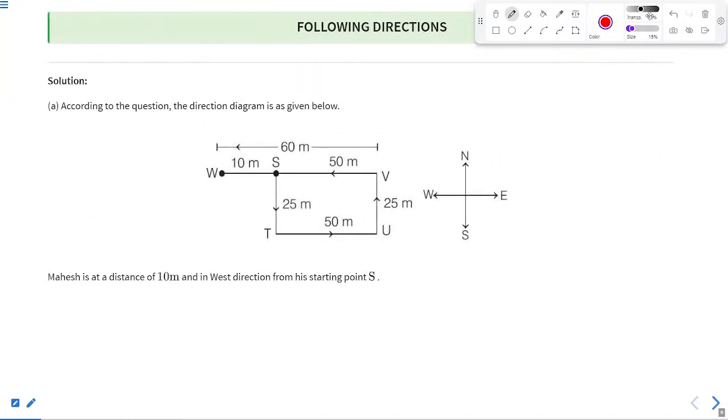Okay, so going to the question, we have 25 meters south, 50 meters east, 25 meters north, and then 60 meters west. Since we have already covered 50 meters east, we would subtract that and we get 10 meters west as the answer. Mahesh is 10 meters in the west direction from starting point S.